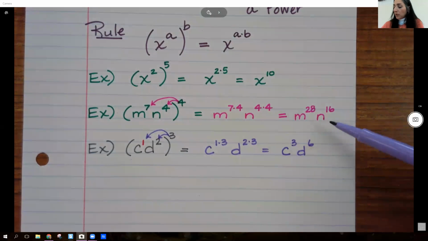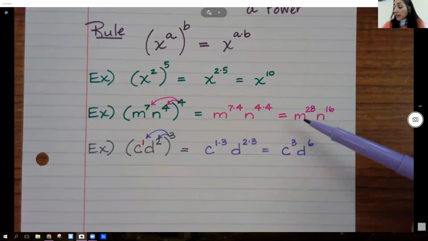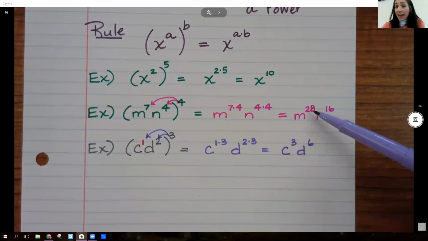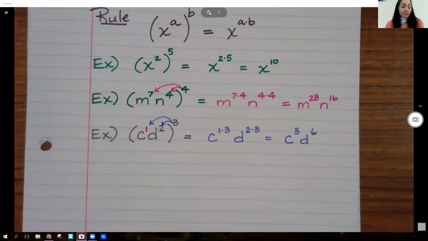That's another thing I wanted to remind you of. Remember, you can't go any further with these answers because you have 2 different letters and you can't add these exponents unless you have the same letter on the bottom, the same base. So since it's 2 different variables, you just leave your answer like that, okay?